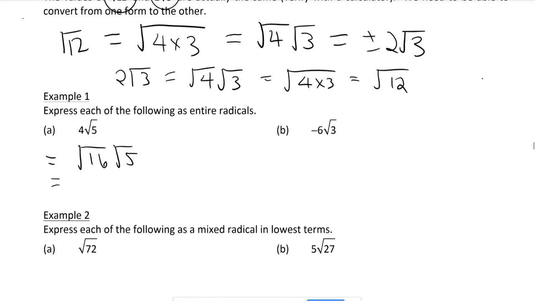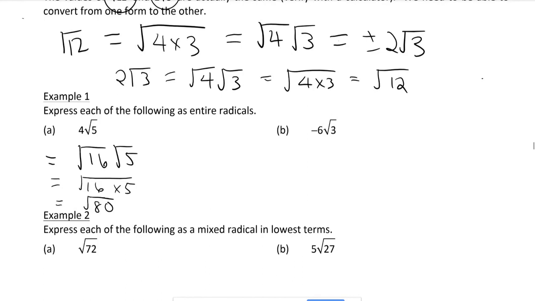Now, because we're multiplying these two square root values, we can combine them, and so that becomes 16 times 5, and that will give me 80, the square root of 80. So the square root of 80 is the entire radical expression for part A.